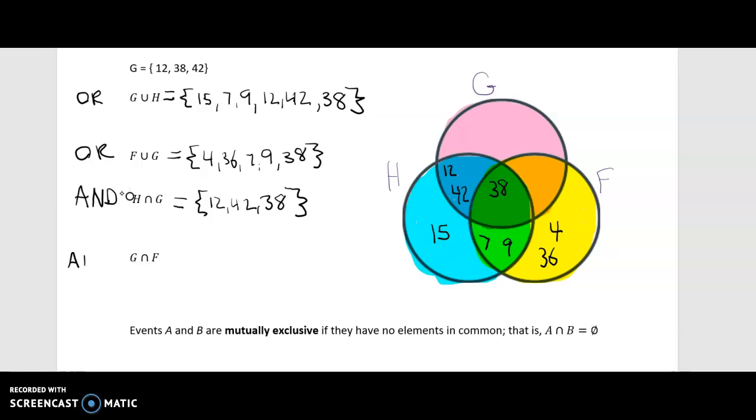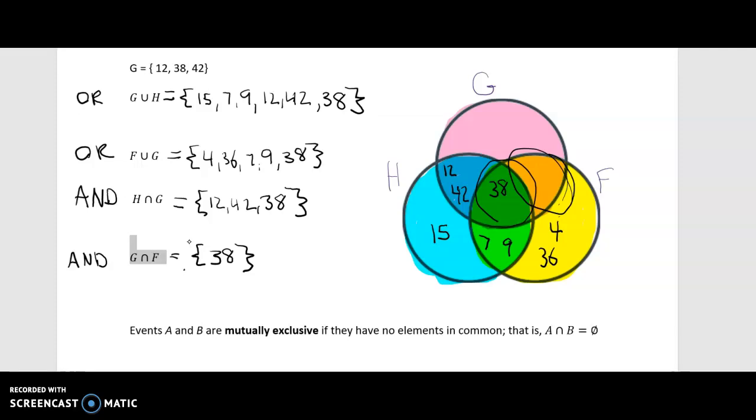Now we need G intersect F. So that's the numbers that are in both G and F. This dark orange section that is where just G and F intersect is empty. But that doesn't mean they don't have an intersection, because the dark green section, which is where all three intersect, has a 38 in it. So that means there's a 38 in the Gagnon family and in the Fitzgerald family.